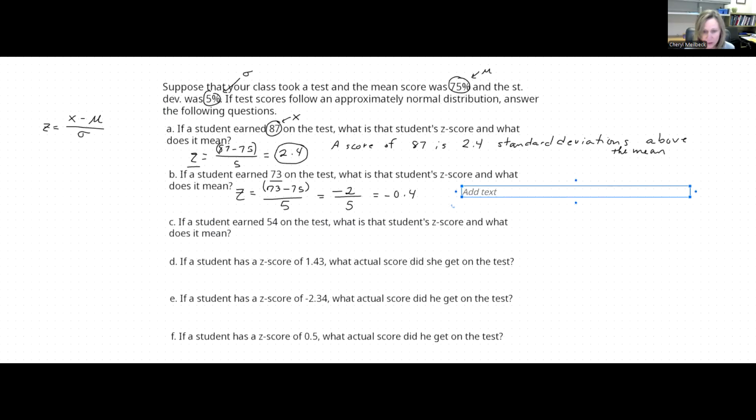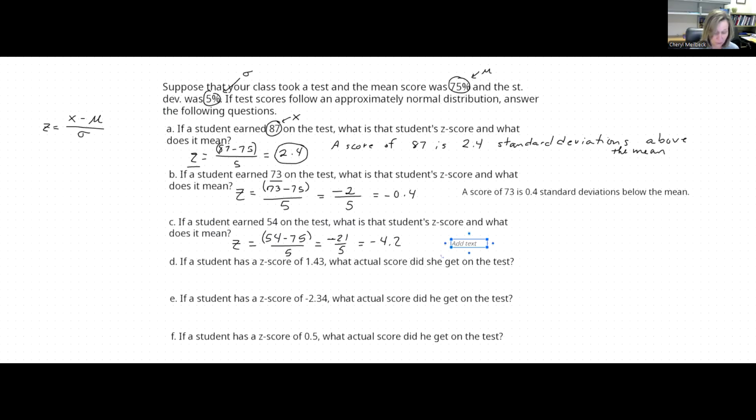We're going to do a similar calculation on C. Why don't you do it, pause the video, and then we'll check it together. So if you have unpaused the video, you would have done z equals 54 minus 75 divided by 5, perhaps putting those in parentheses so your calculator does it correctly. And that's going to give us a negative 21 over 5, which is a negative 4.2. So we'd simply reply, because it's negative, that a score of 54 is 4.2 standard deviations below the mean.